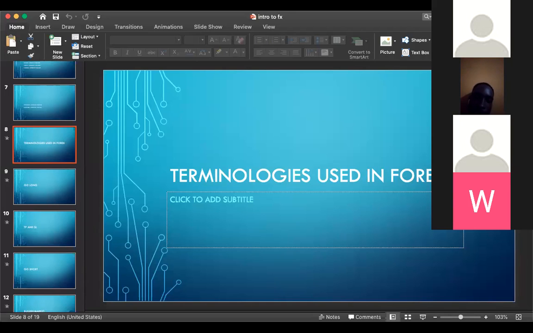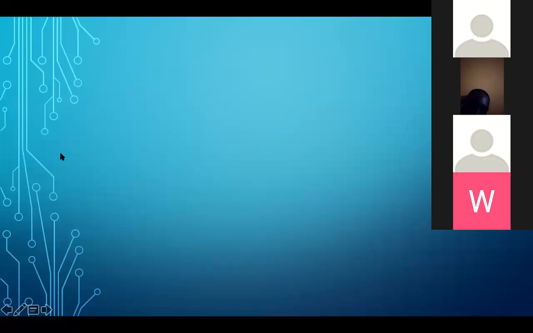Okay, so as I was saying, medical doctors have their terms that they use in their field. So do forex traders. Okay, so let's start with that. Now, the first terminology I want us to talk about is go long. When traders say go long, what does it mean? When a trader tells you to go long, it simply means just go and buy.